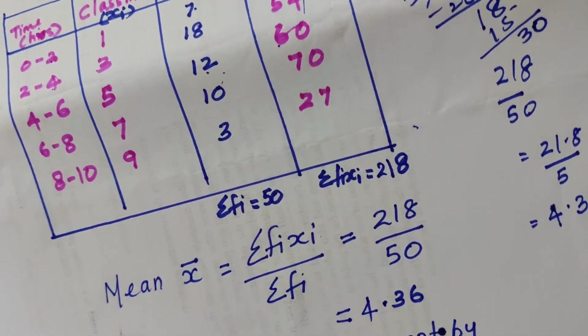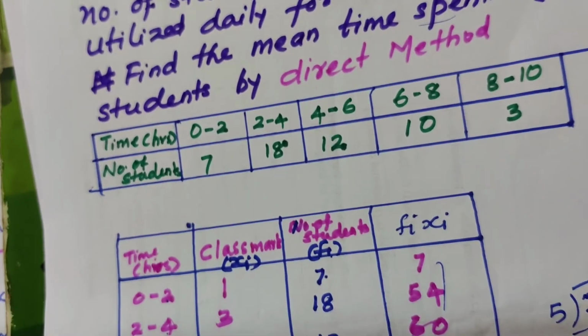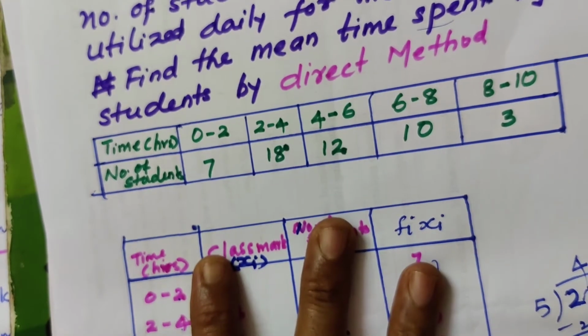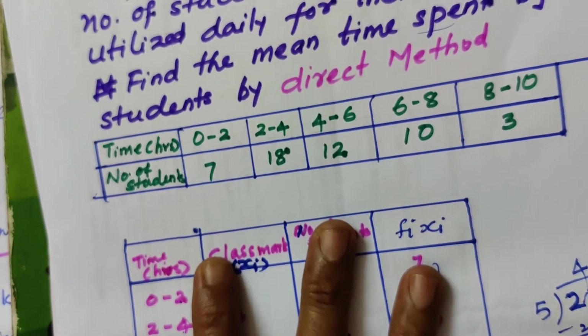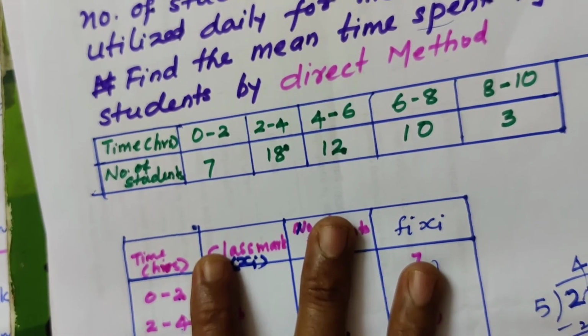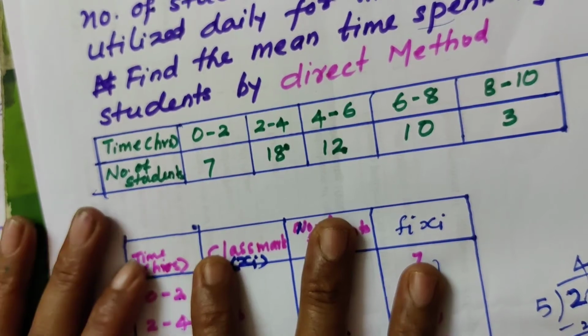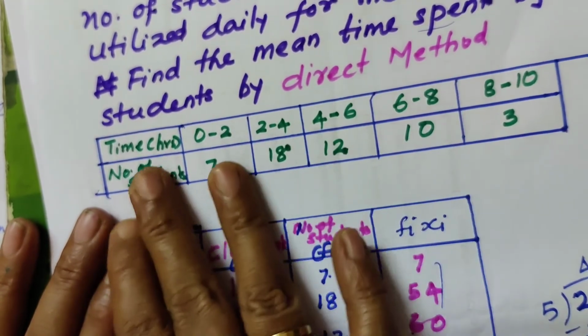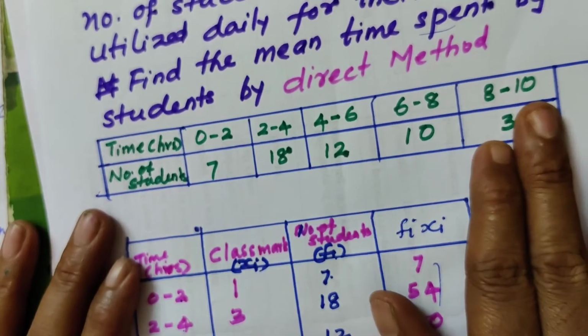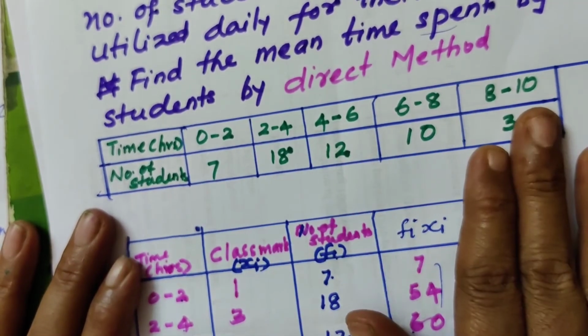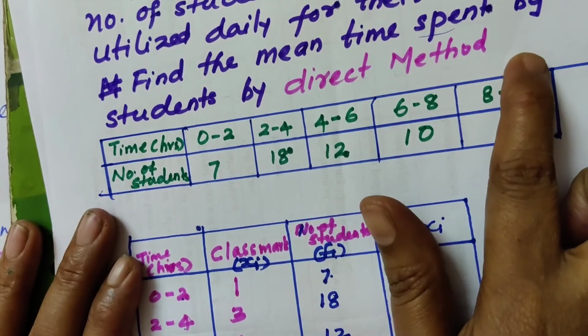Okay, so the direct method I have explained already. In earlier classes we have learned how to find the mean from a frequency table. But in that frequency table there was a direct score and the frequency was given. But here a grouped frequency table is given. From a grouped frequency table, how to find the mean by the direct method.